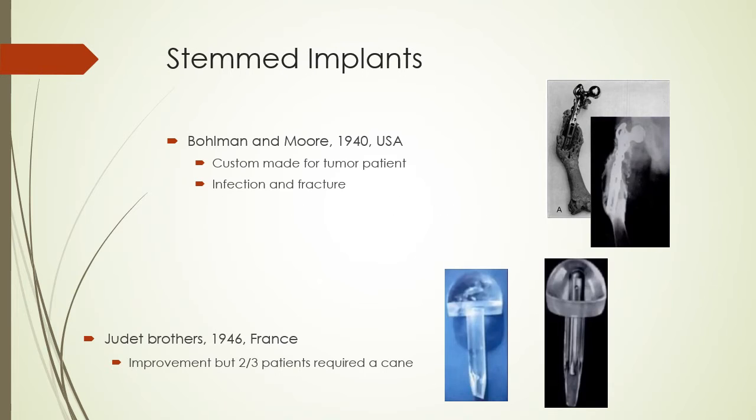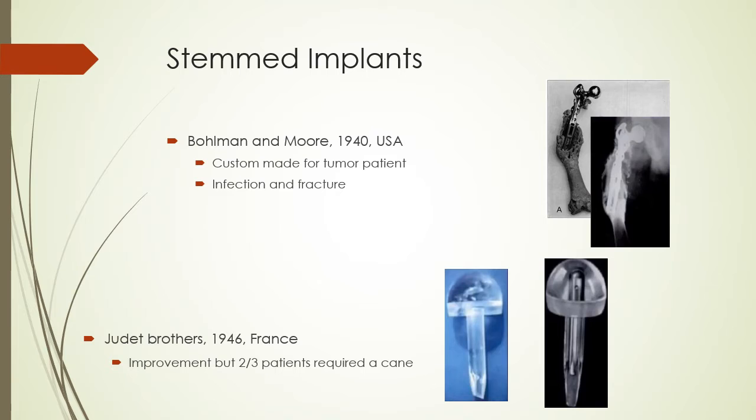The first stemmed implant was reported by Dr. Bohlman and Moore. They made a long-stem implant, custom made for a tumor patient due to significant bone loss at the proximal femur after the tumor removal. This device caused infection and fracture in the patient, so it was not very successful.